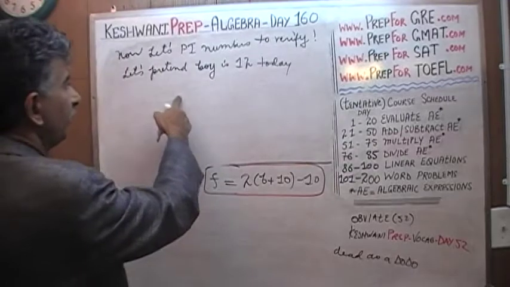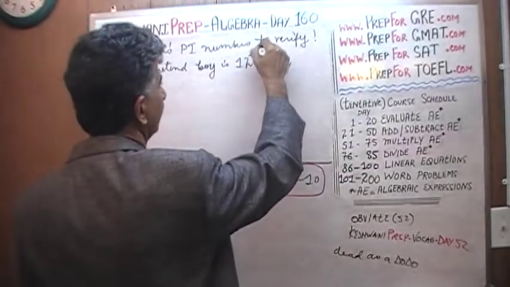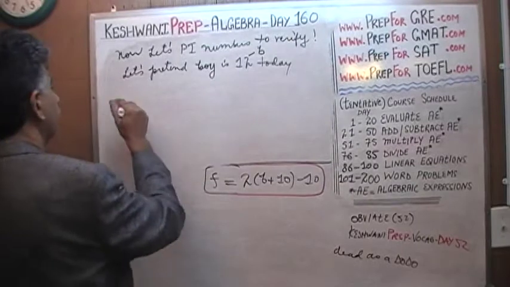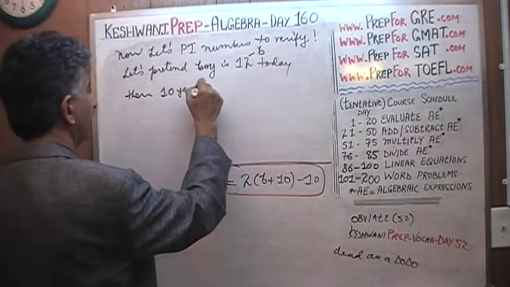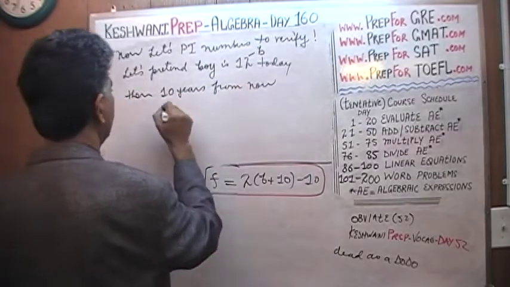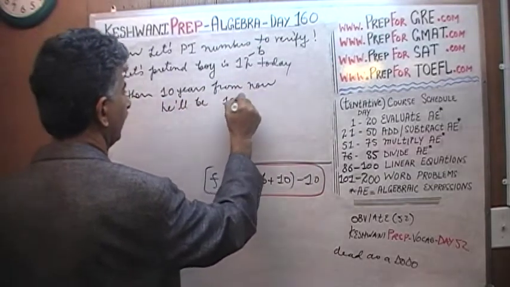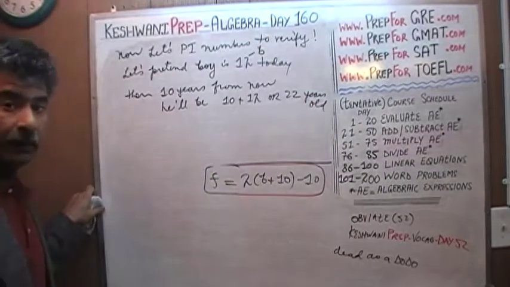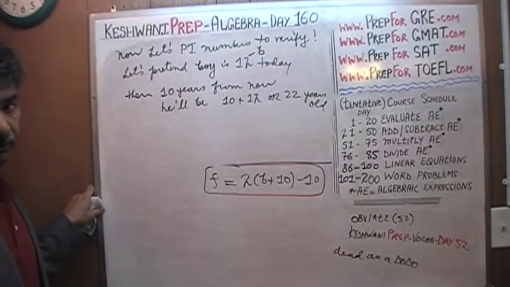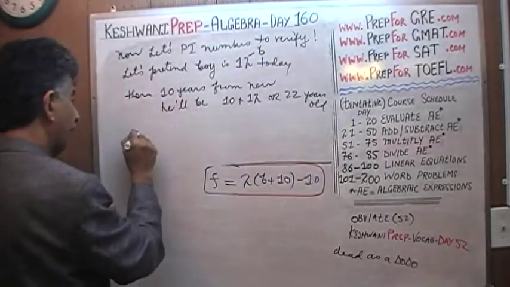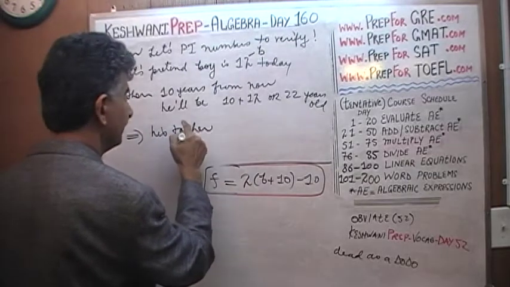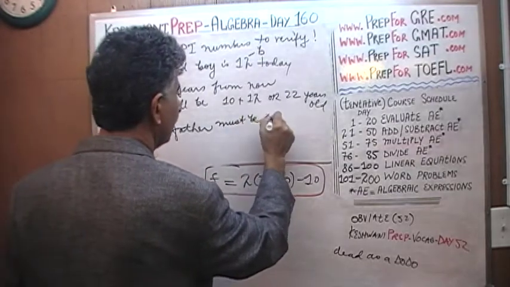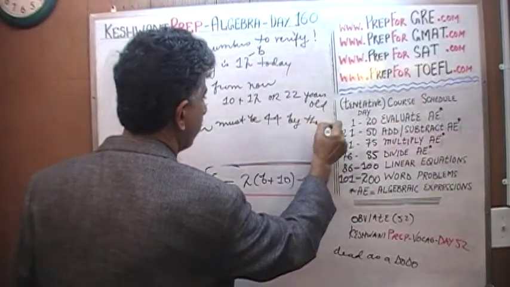So listen carefully. If you're going to pretend that the boy is 12 years old today, that's our B. Boy is 12 years old today, then that implies 10 years from now, he will be 10 plus 12, or 22 years old. But we are told that at that point he is half as old as his father. So if he's 22 years old, that implies that his father must be 44 by then.